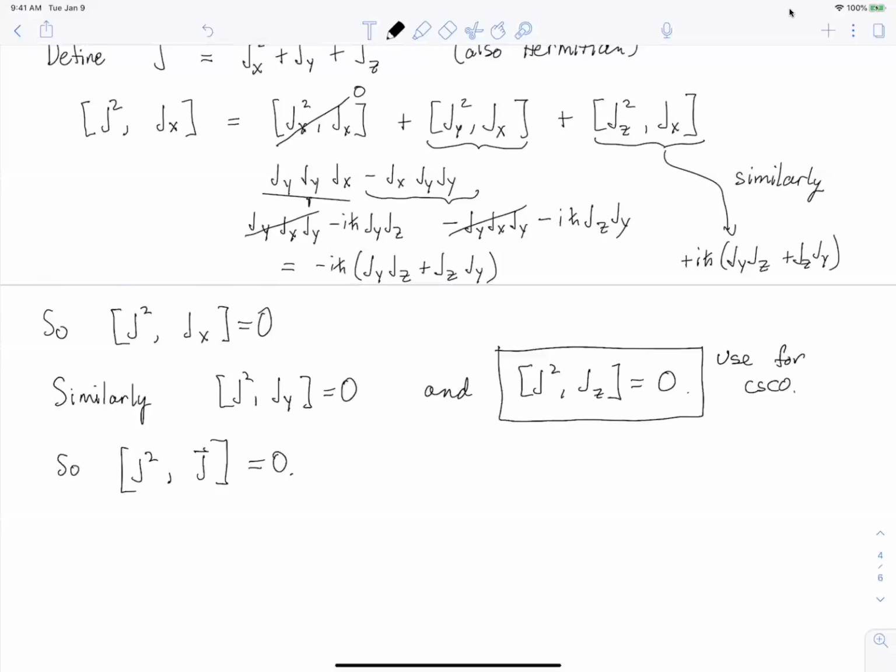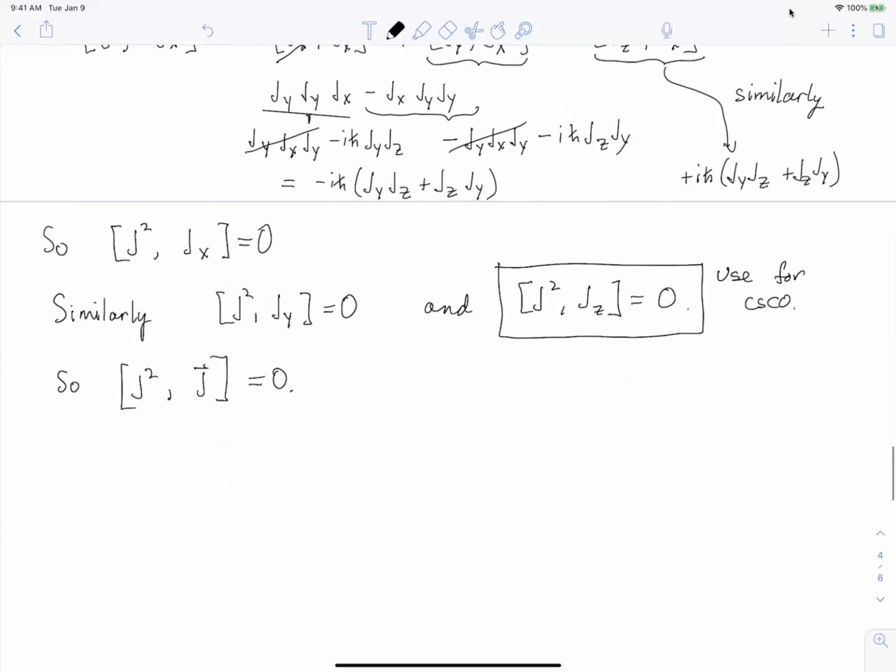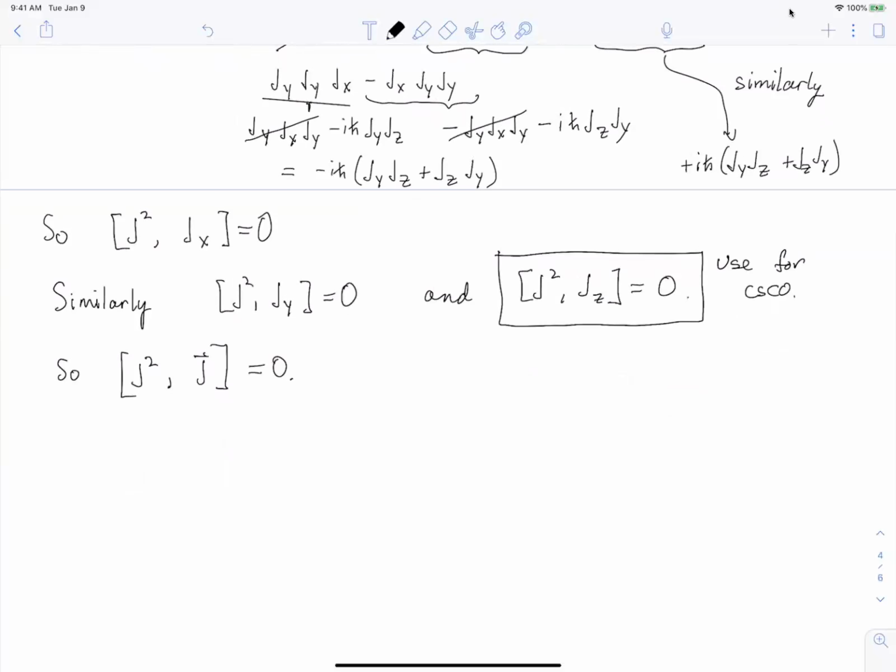Okay, so next time we're going to take this general angular momentum operator, not worrying about whether or not it's orbital angular momentum or some other kind of angular momentum, which in fact it can be, and we're going to find the eigenvalues and eigenvectors of J squared and Jz and Jx and Jy. So next time, the eigenvalue problem for J.